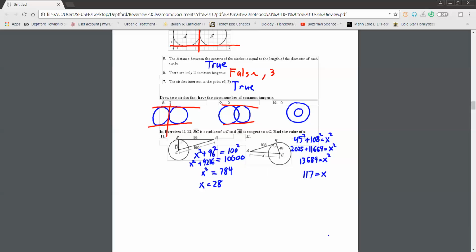So again, both of these, I'm doing X squared, or I'm doing my legs squared, add those up, set it equal. So here I have to subtract and then take the square root. So the square root of 784 is equal to 28. Here I'm adding these, so I square them, and then I add them, and then I take the square root to get my answer.